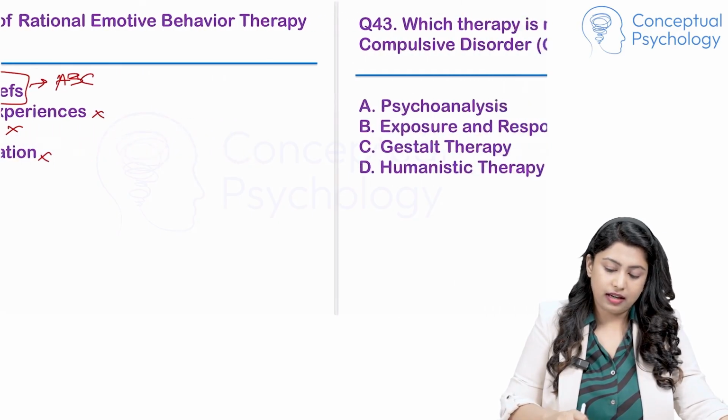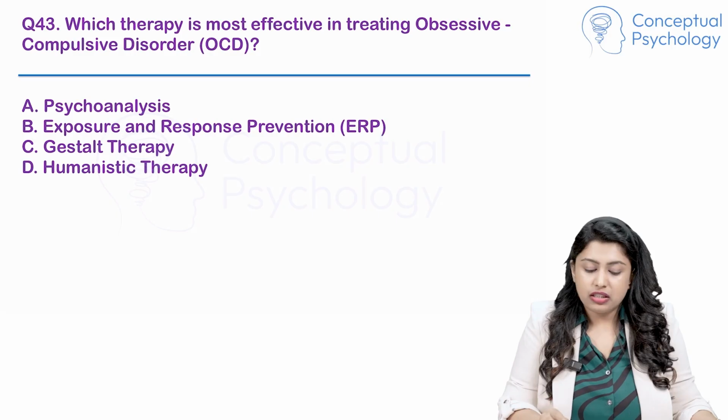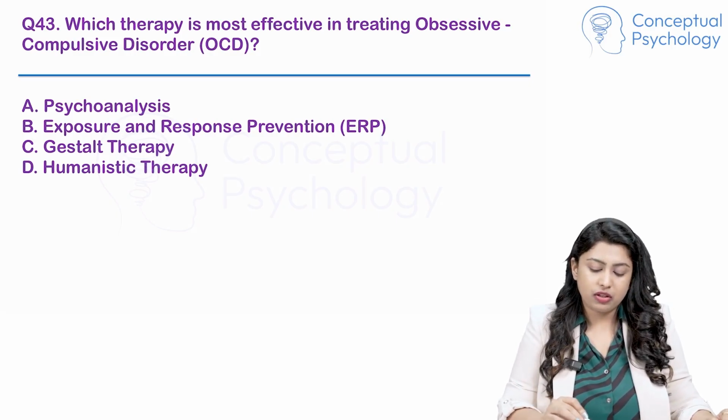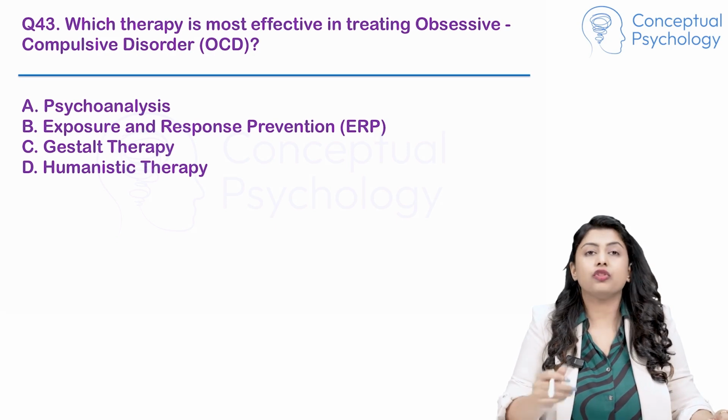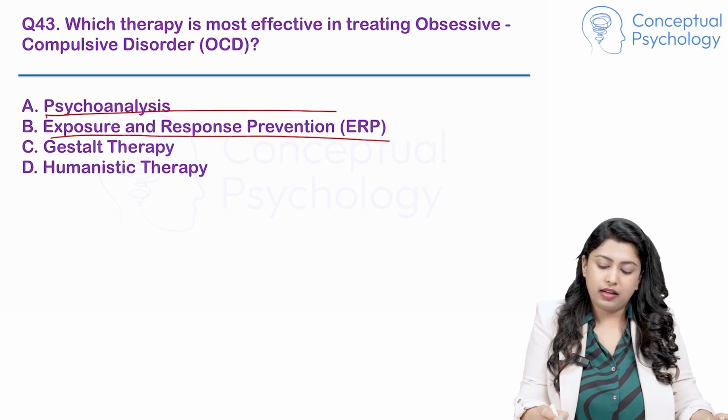So, A is the correct answer. Which therapy is most effective in treating OCD? Psychoanalysis, exposure and response prevention, gestalt therapy, or humanistic therapy? The answer is very easy, plain and simple.